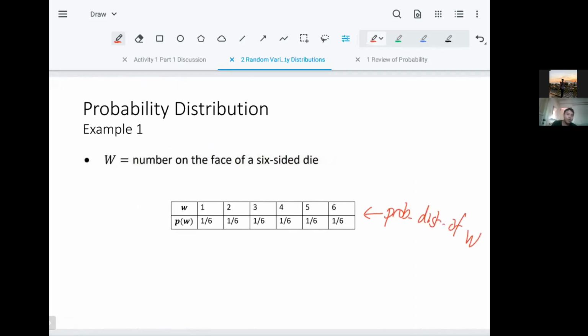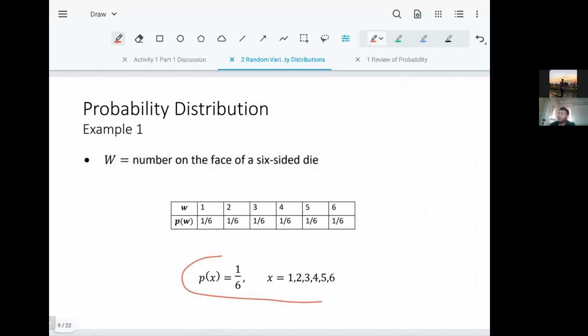So bawat random variable, may probability distribution siya nakaakibat. And we can also write this, tabular form ito. We can also write this as a function. Nagka-typo ako dyan, W ito dapat, kasi W yung gamit ko. For W equal to 1, 2, 3, 4, 5, or 6, P of W is equal to 1/6. So sinulat ko lang that way. But these two are the same. They indicate the probability distribution of W.